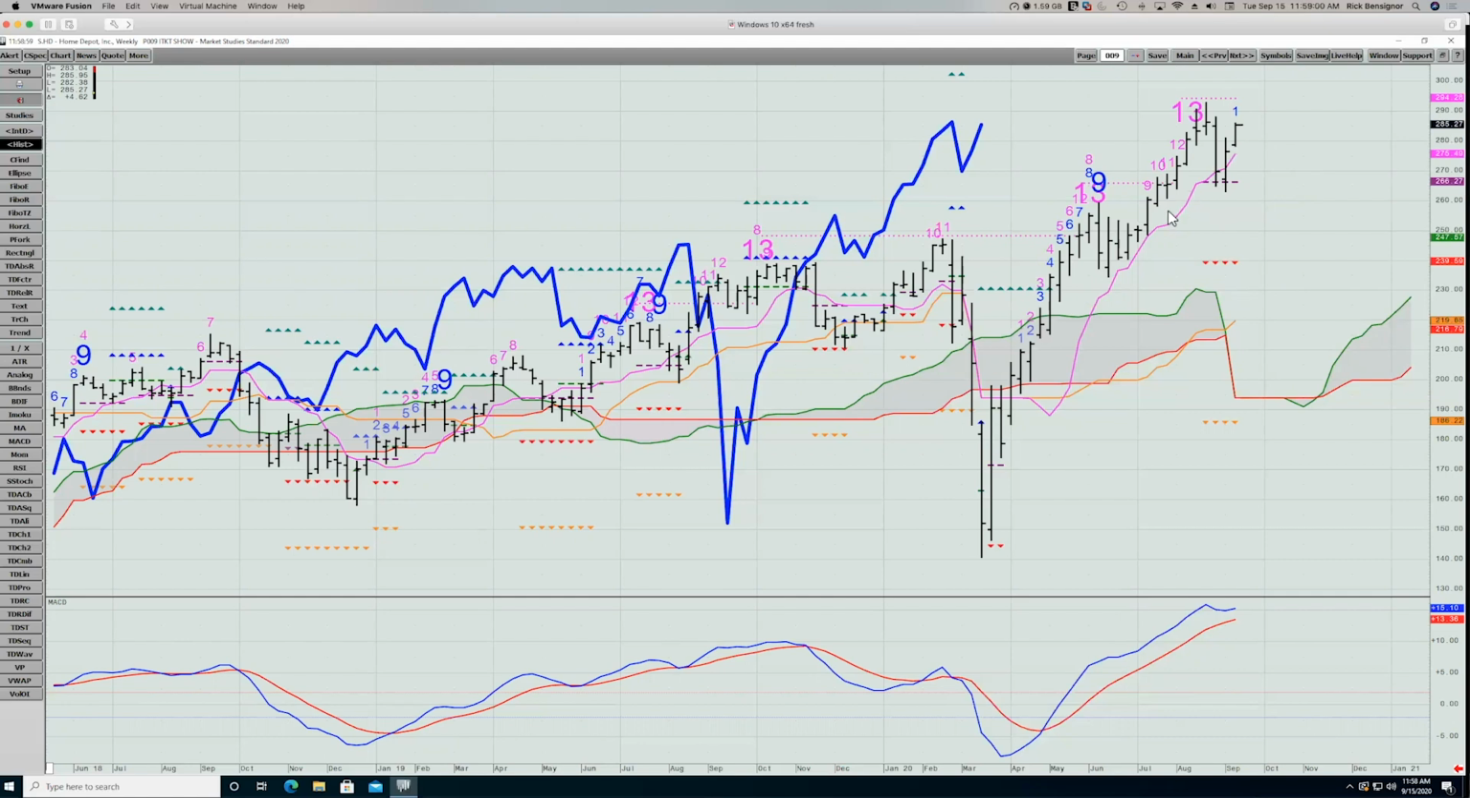So, first we looked at XLY. Now we're looking at individual names. And so this is an outperformer. You don't have a MACD cross yet. So certainly one of the better names.